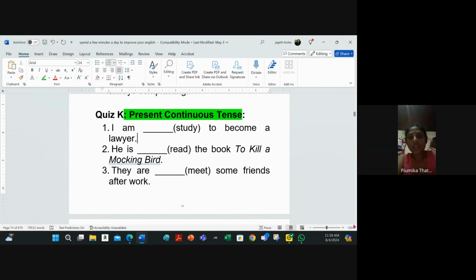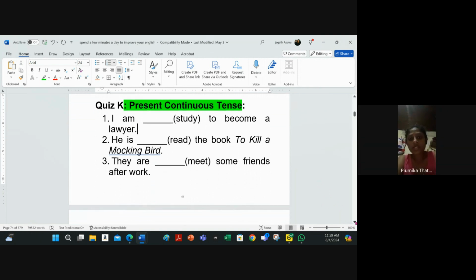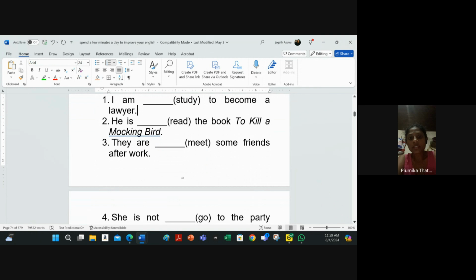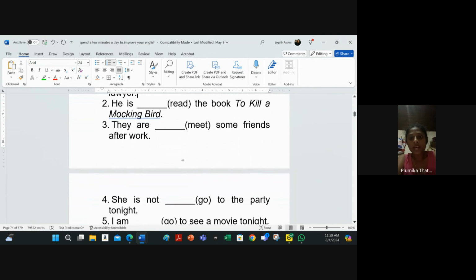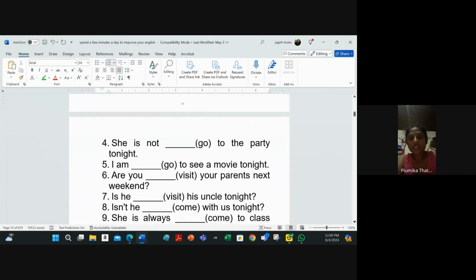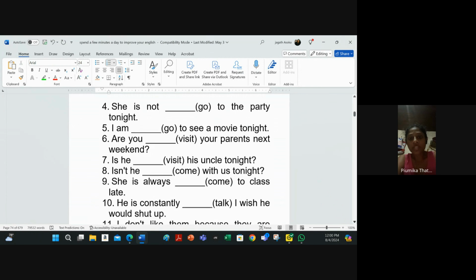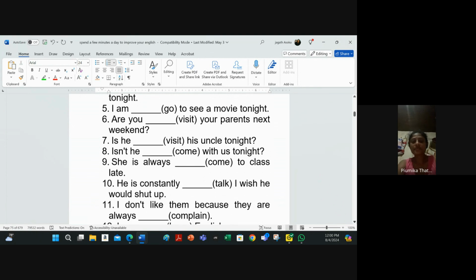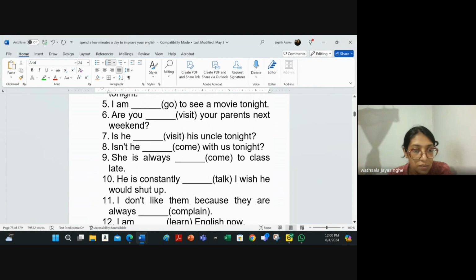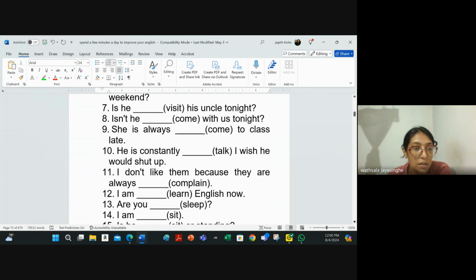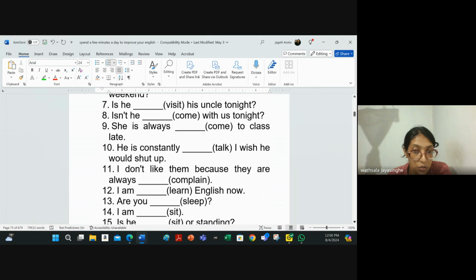I am studying to become a lawyer. He is reading the book To Kill a Mockingbird. They are meeting some friends after work. She is not going to the party tonight. I am going to see a movie tonight. Are you visiting your parents next week? Is he visiting his uncle tonight? Isn't he coming with us tonight?